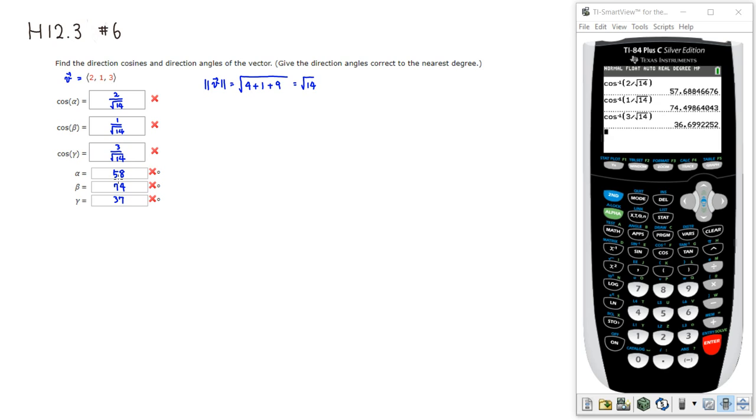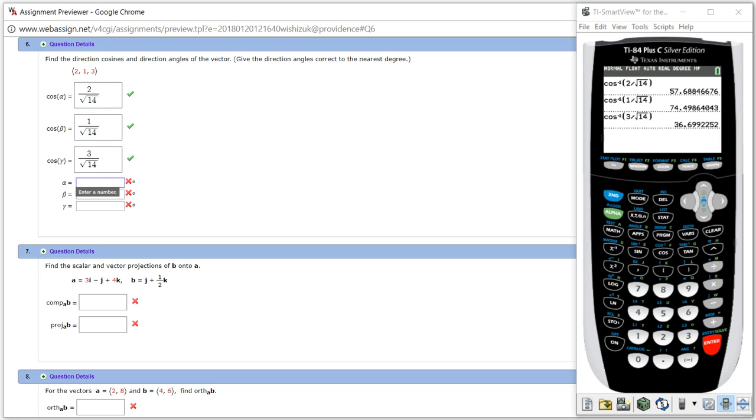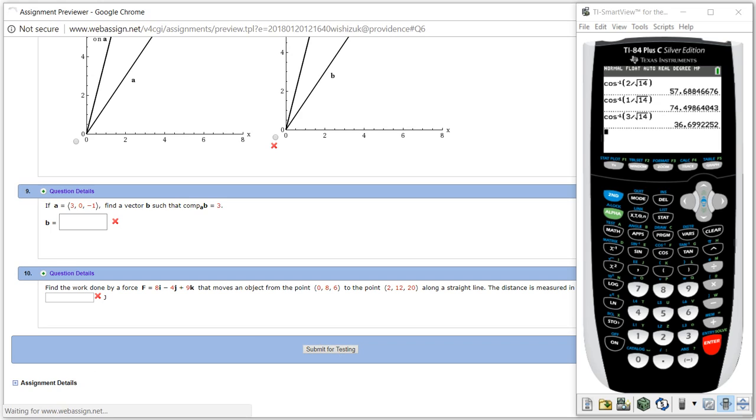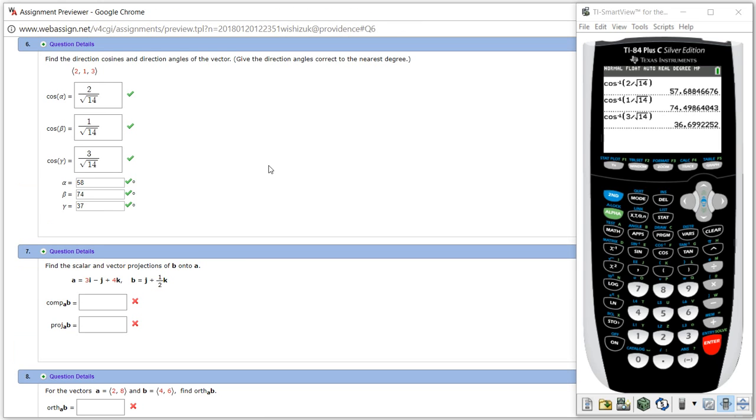So let's type it in. The first one we got was 58, the next one is 74, and the last one is 37, sorry, 37. Let's check the answer. Submit for testing. It came back and looks like we got all of these correctly. That's it. I hope that this was clear.